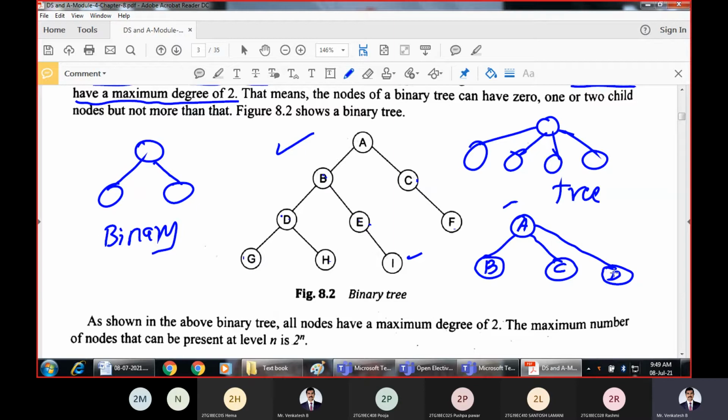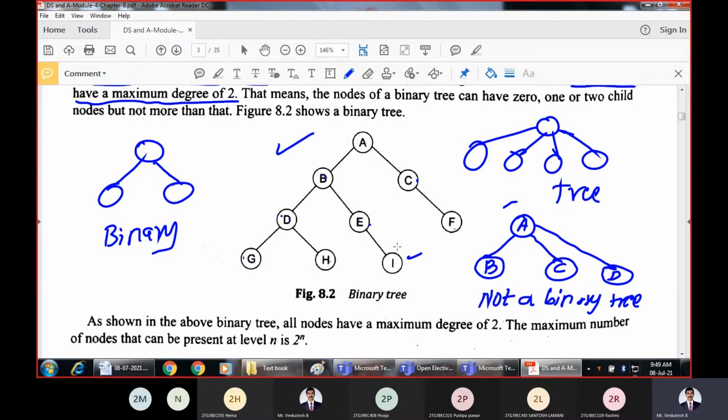Now how many children is A having? A is having 3 children. Now it is not a binary tree. Why is it not a binary tree? Because the restriction is that every node should have a maximum of 2 children.